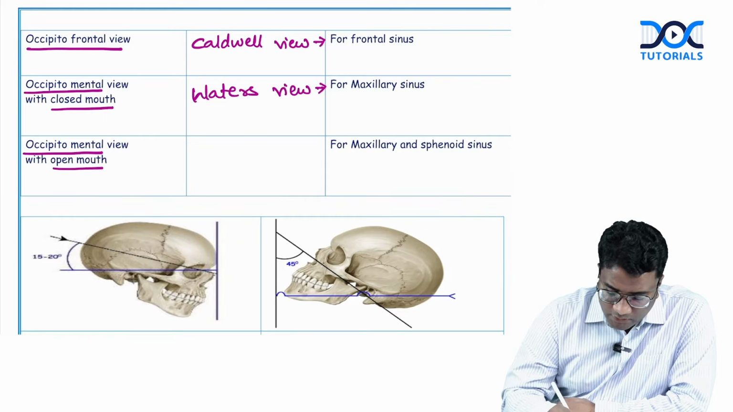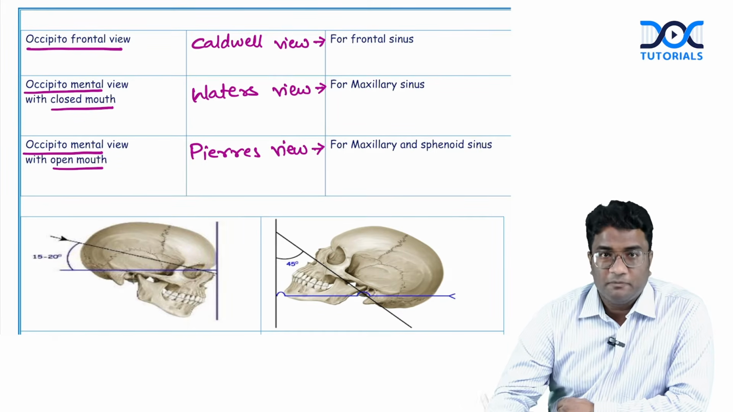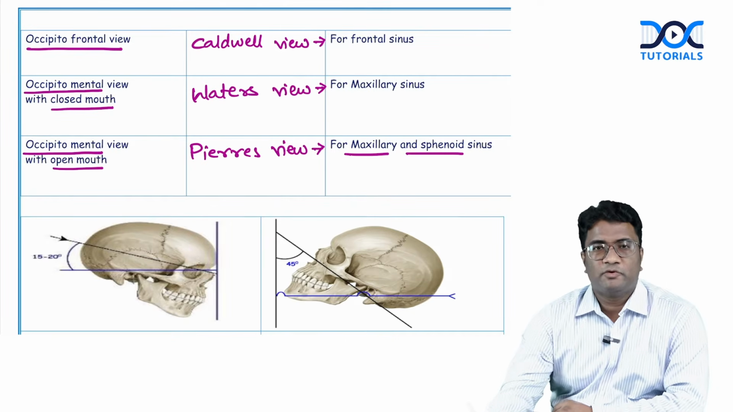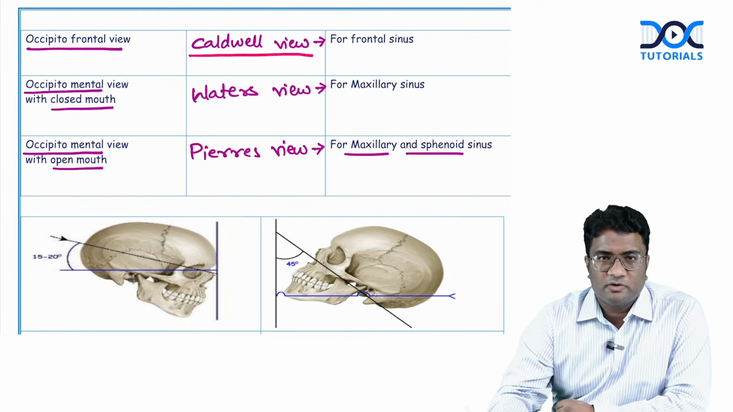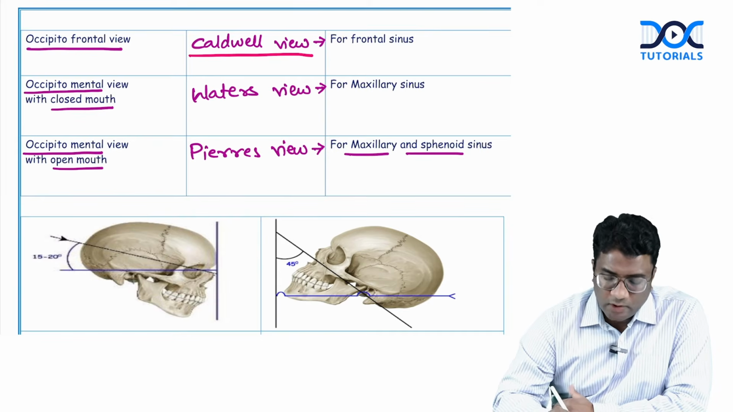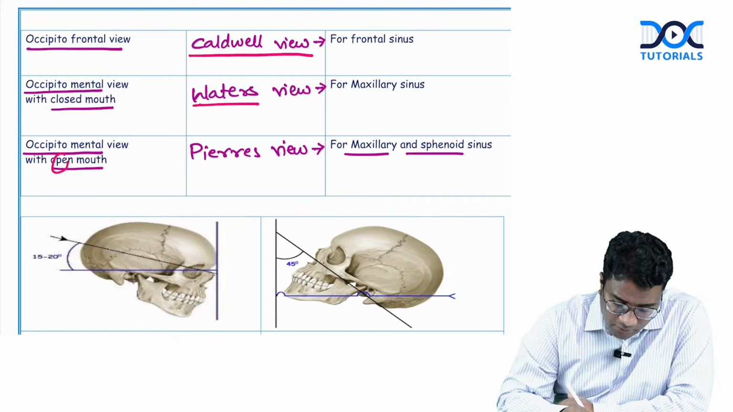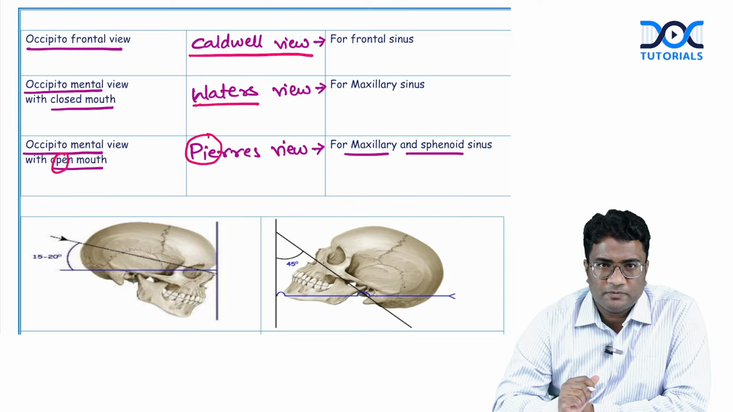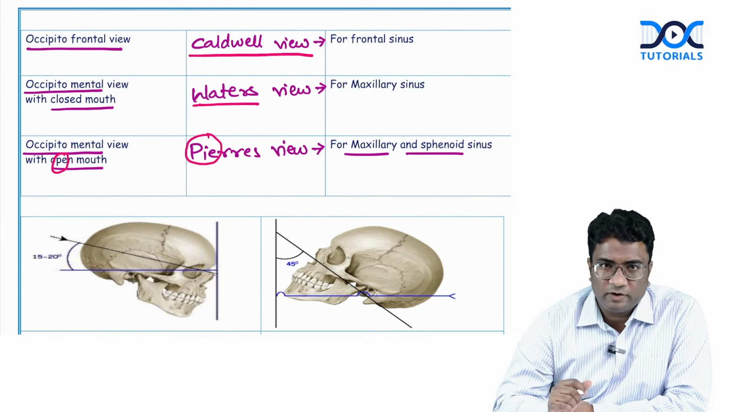Occipitomental with open mouth is called Rhese view. And this is for both maxillary as well as sphenoid sinus. So basically, Caldwell view is occipitofrontal. Occipitomental with closed mouth is Waters view. Occipitomental with open mouth is Rhese view. PEP, you remember, open mouth is Rhese view. And you can use Rhese view to look at both maxillary and a part of the sphenoid also.